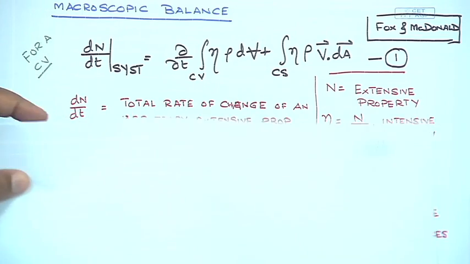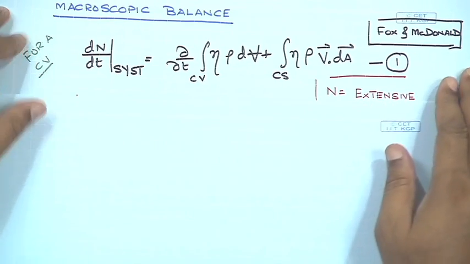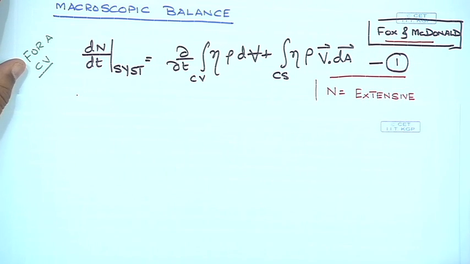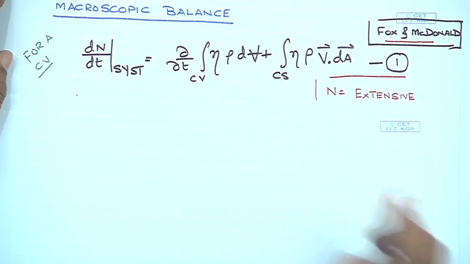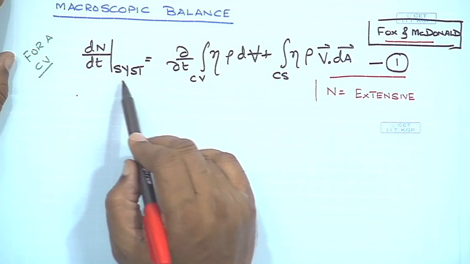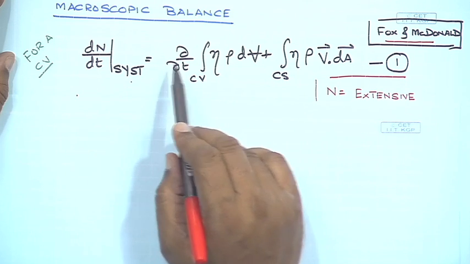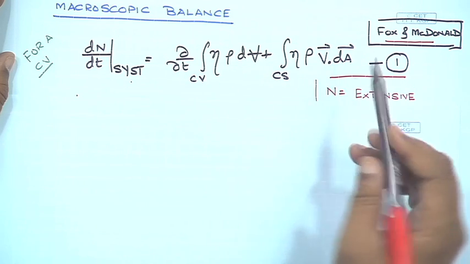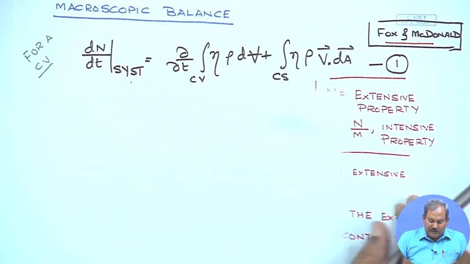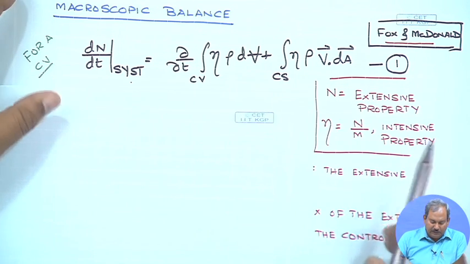Now, if you look at the macroscopic balance equation, the one that I am following in this case, as I said, the treatment provided in Fox and McDonald. So, for any control volume, dN/dt of the system is equal to these two terms. I would slowly go through each of the steps, what they are, and then I will explain them.